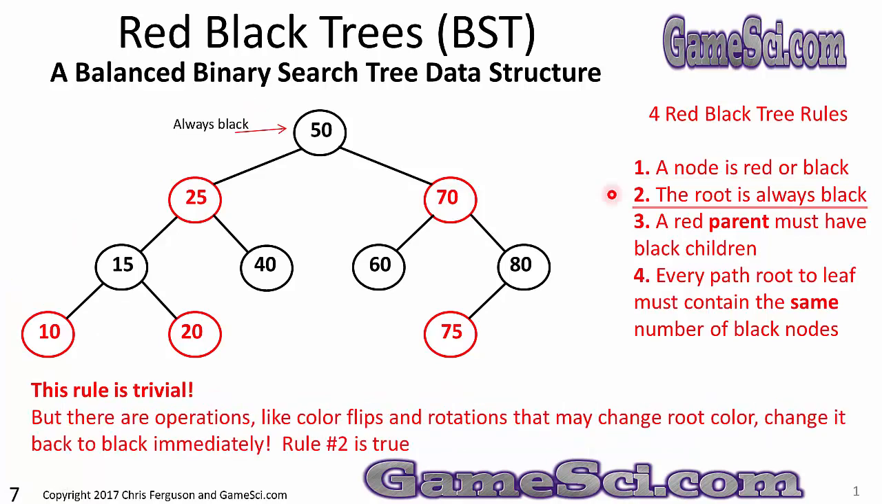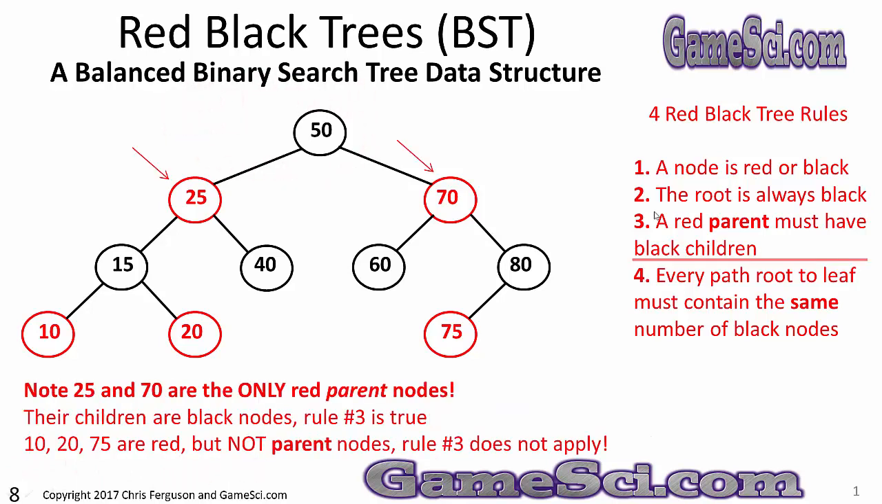Rule number 2, the root is always black. This rule is trivial. The root has got to be a black node at all times. But there are operations like color flips and rotations that may change the root color. Change it back to black immediately. Rule number 2 is true in this tree.